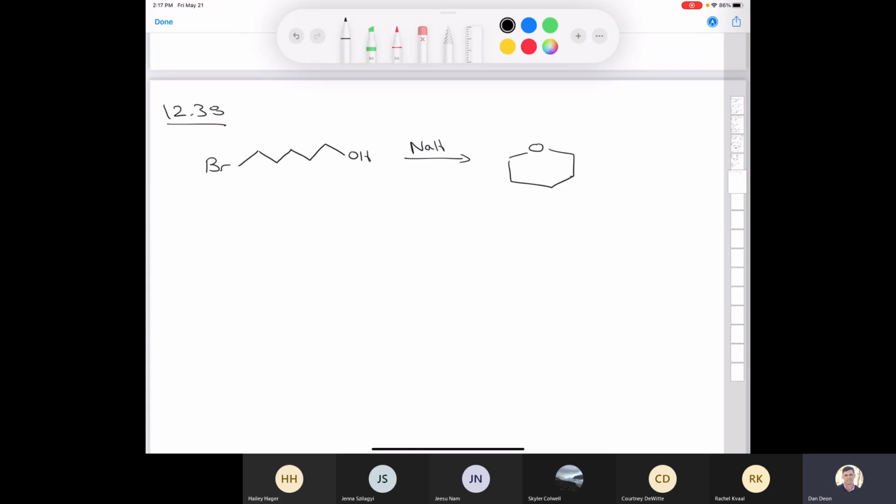and you're going to end up making this cool molecule. Just a 6-membered ring with an oxygen in it. Well, how the heck is this going to happen? Could anybody give me an idea where you would start with a mechanism, or what you think might happen first without looking at the solutions?